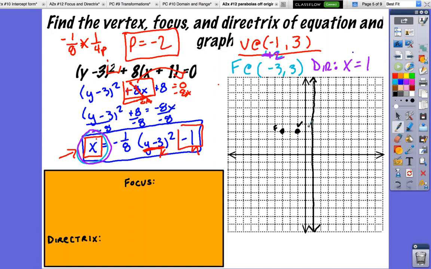The last thing, remember, the length from here to here is just going to be 2p. But my latus rectum, the length of the entire chord, is going to be 4p. P is -2, so the length is 8, divided by 2, 1, 2, 3, 4, 1, 2, 3, 4.